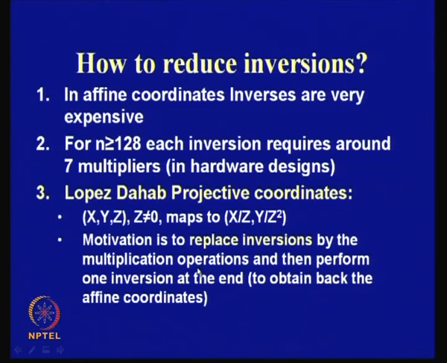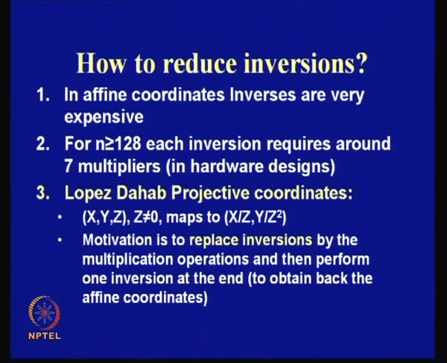Okay. So, that is basically a 3-dimensional space which is being borrowed to reduce the number of inversions which are necessary. So, for example, when n is greater than or equal to 128, each inversion is actually equivalent to 7 multipliers in hardware design. Okay. That means there is a lot of cost and therefore there is an importance of reducing the number of inversions.